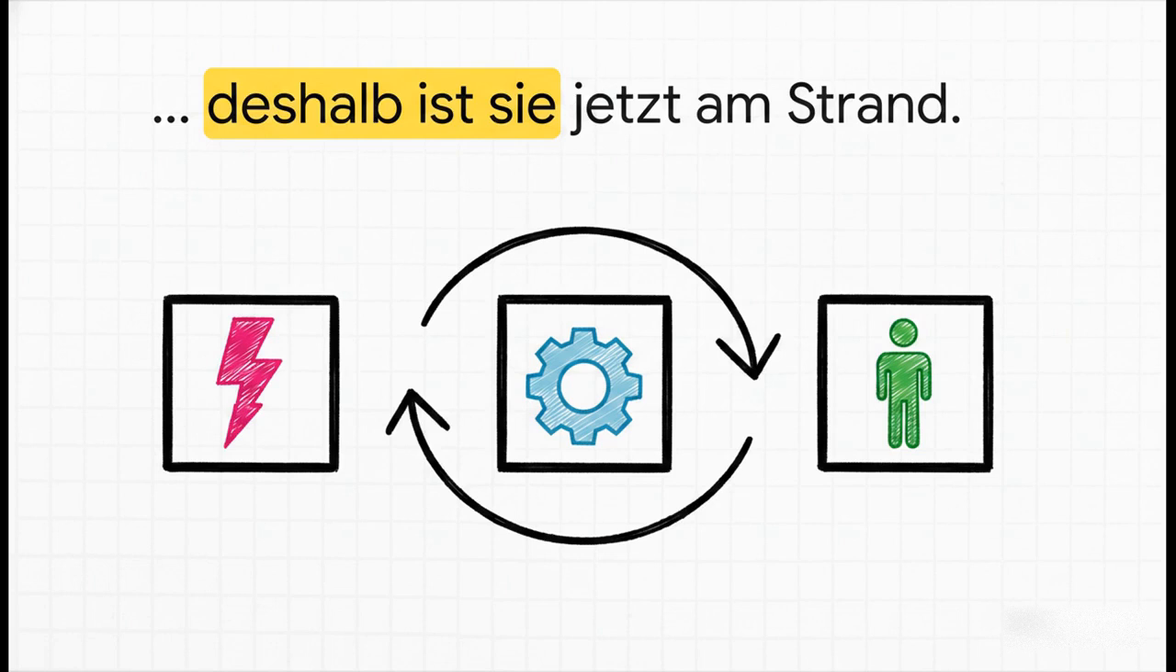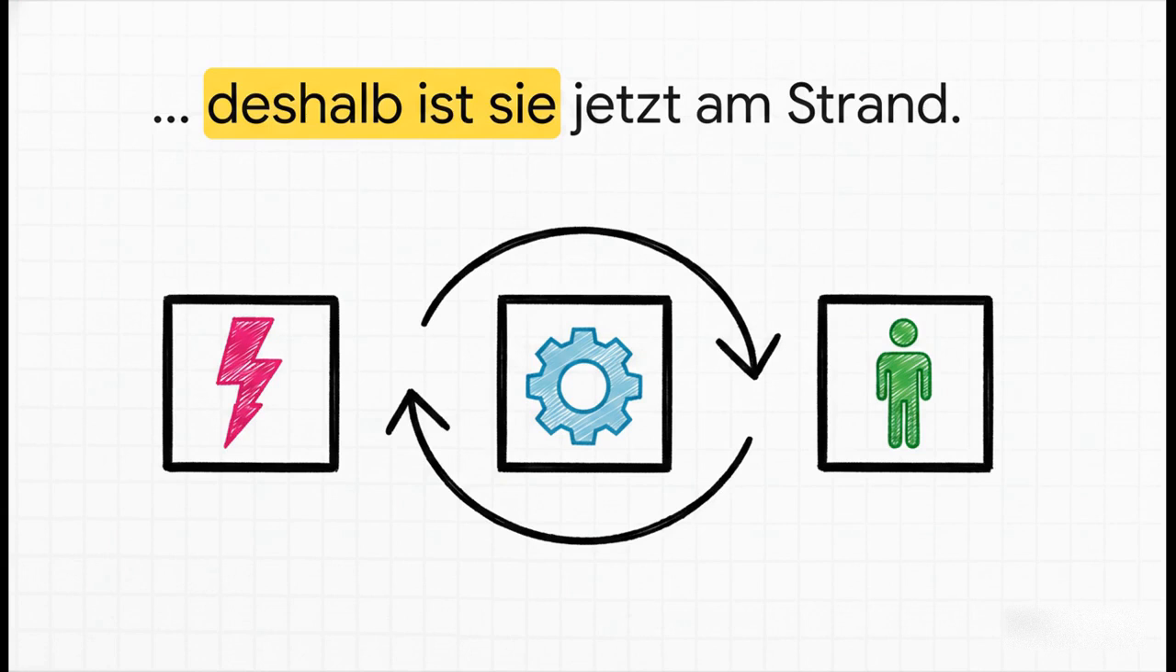And for the final twist in our little puzzle, let's look at deshalb, which means therefore or so. Deshalb ist sie jetzt am Strand. Whoa, did you see that? The verb ist actually jumped in front of the subject sie. We've got verb, then subject, a total flip. So we've seen normal, we've seen verb at the end, and now verb before subject.